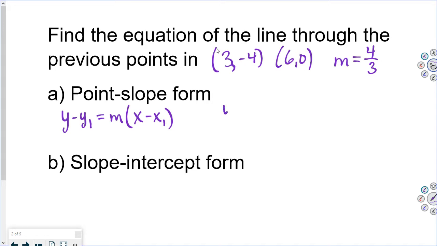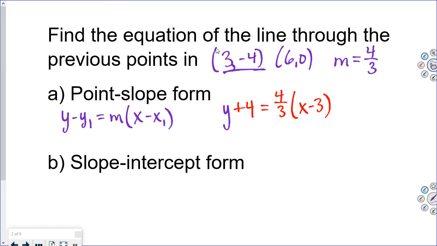So the y is part of the equation. Since we have y1 here, we can do it either way. So we can use either point. I'm going to use this point to start. So y plus 4 equals our slope, which was 4/3, and then x minus 3. That's an acceptable answer for your point-slope form.